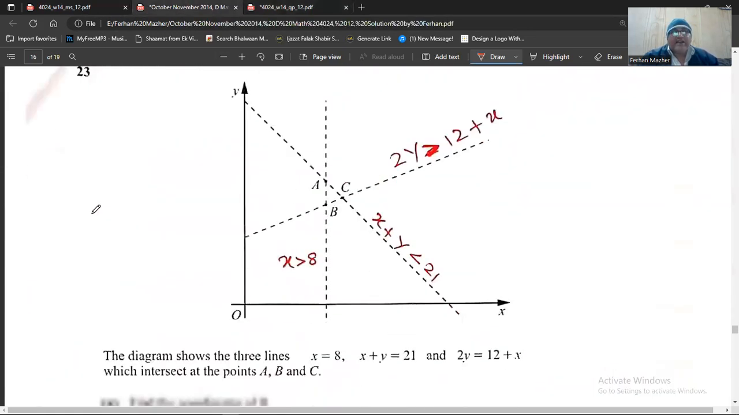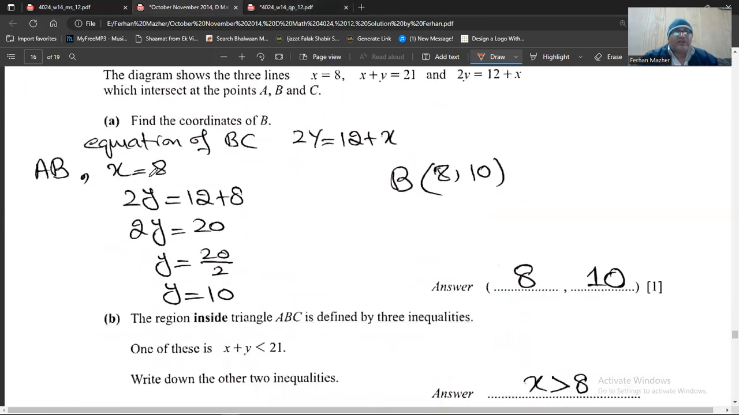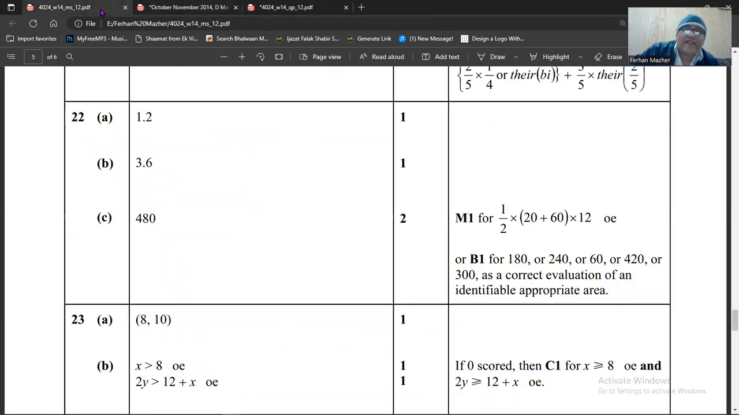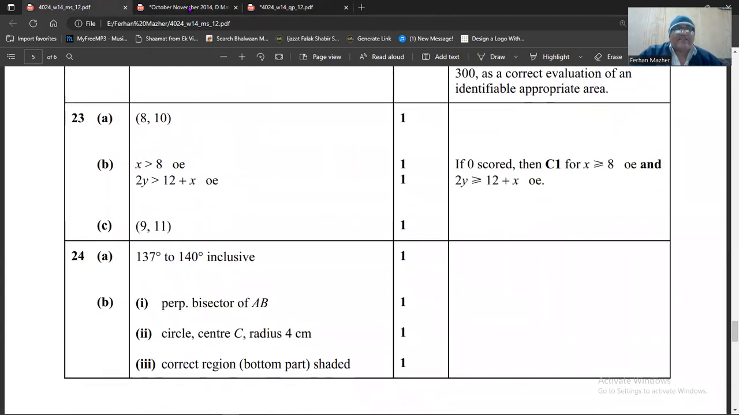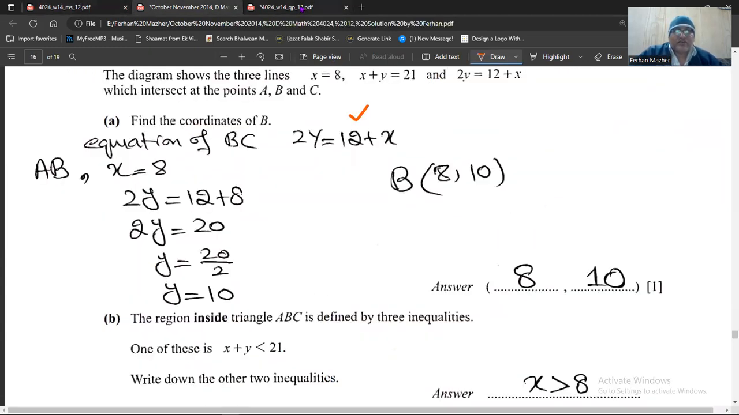A strategy we have, and here we go. So x equals 8, and the other equation is 2y equals 12 plus x. So 2y is equal to 12 plus 8, so 2y is equal to 20, so y is equal to 20 by 2, y will be equal to 10. So B will be (8, 10). So our answer is right.